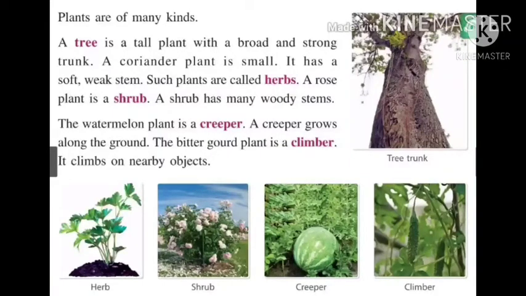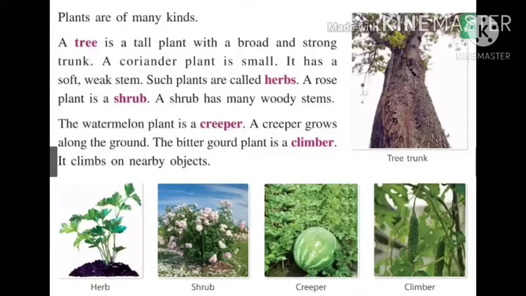Plants are of many kinds. A tree is a tall plant with a broad and strong trunk. A coriander plant is small. It has a soft, weak stem. Such plants are called herbs. A rose plant is a shrub. A shrub has many woody stems. The watermelon plant is a creeper. A creeper grows along the ground. The bitter gourd plant is a climber. It climbs on nearby objects.